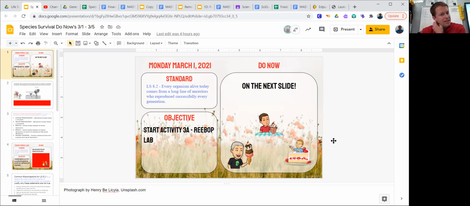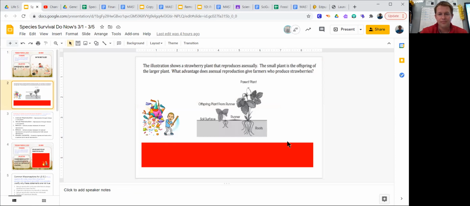rest of the week. So the do now today, you have to explain what advantages does asexual reproduction give a farmer who produces strawberries. So go ahead and pause your computer and answer that. So the reason or the advantage asexual reproduction gives the farmer is that this parent plant will reproduce an identical offspring. So it's going to have all the same genes as the parent, and it'll produce it faster than sexual reproduction. So you know that the strawberries are going to be big and succulent and juicy because the parent plant was. And so the offspring will be identical to that.